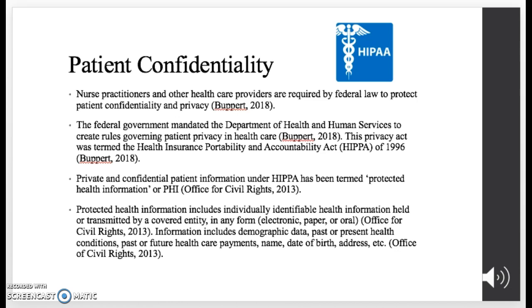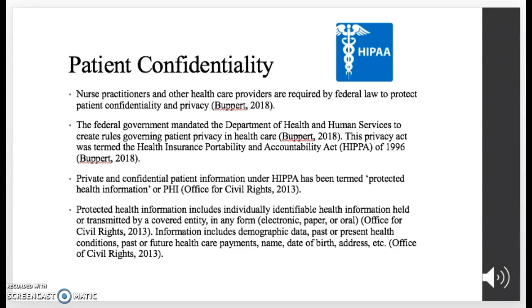First, let's begin with patient confidentiality. This can also be termed patient privacy. Patient privacy is not only extremely important for the patient to understand, but for nurse practitioners and other healthcare providers to understand and comply with. Nurse practitioners and other healthcare providers are required by federal law to protect patient confidentiality and privacy.